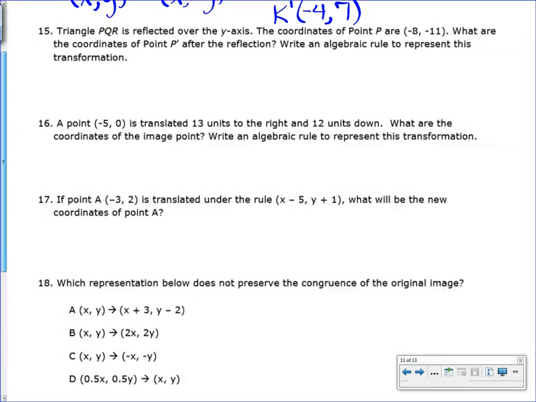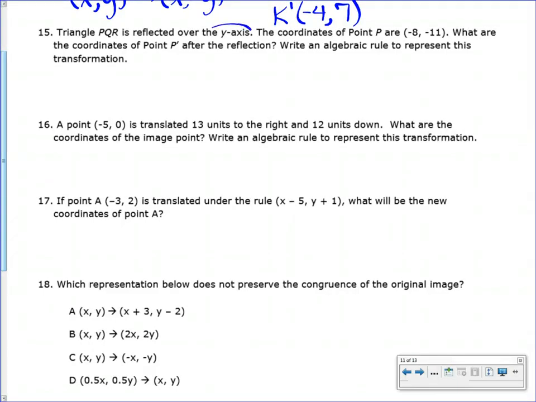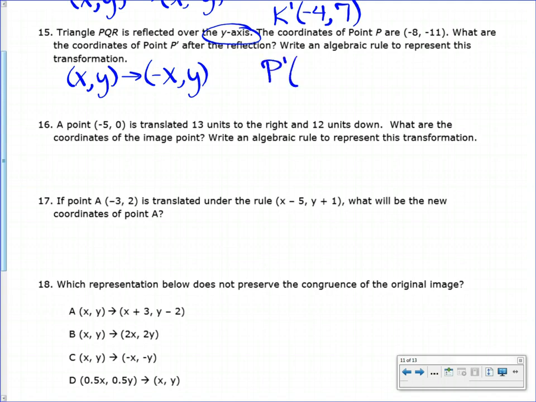15. What are the coordinates of point P after it's reflected over the y-axis? So same idea as the last question, except now that we're flipping it over the y, my x becomes negative. So then P prime, my negative 8 becomes a positive 8, and my 11 stays negative.